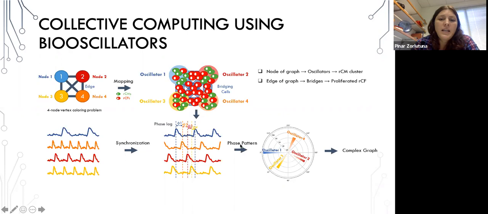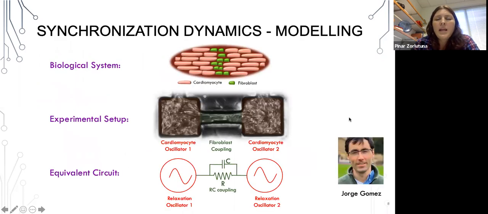And then the idea there is once they all start beating at the same frequency, after they couple, the phase order in the beating profile of these different oscillators would let us map it to the number of colors that we need to assign to this kind of graph. So that was the initial idea. And for that, we have done a lot of modeling and experiments and simulations.